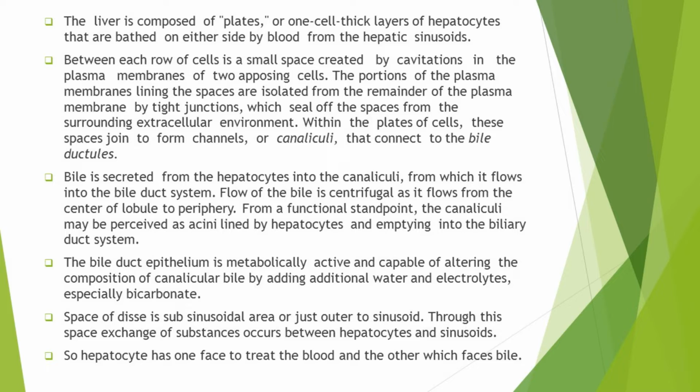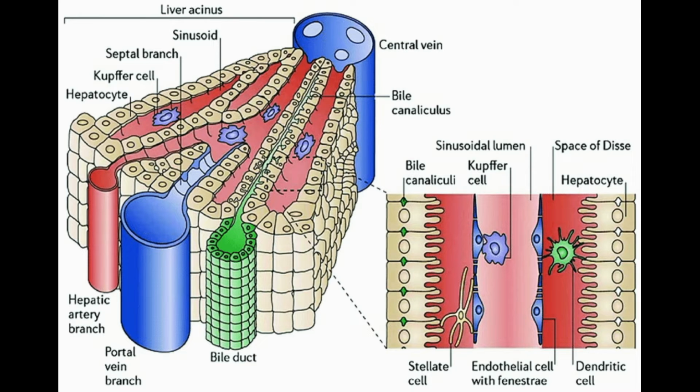hepatic lobules also contain hepatocytes, which are radiating from the central vein to the portal triads. These hepatocytes are arranged in plates, or one-cell-thick layers, that are bathed on either side by blood from the hepatic sinusoids. Between each row of cells, a small space is created by cavitations in the plasma membranes of two opposing hepatocytes. So between the plasma membranes of the two hepatocytes, there is a cavity or small space.